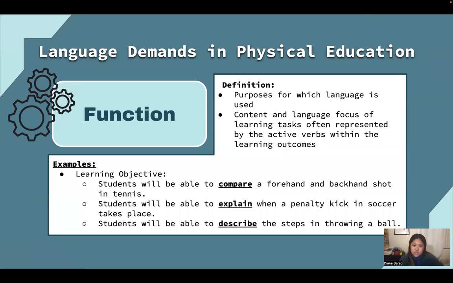So first off, function, purposes for which language is used, content and language focus of learning tasks often represented by the active verbs within the learning outcomes. So this is something that you'll see across all disciplines where we'll have students compare, explain, describe, but what that would look like in PE is having them either compare a forehand and backhand shot in tennis, having students being able to explain when a penalty kick in soccer takes place, or having students describe the different steps in throwing a ball.